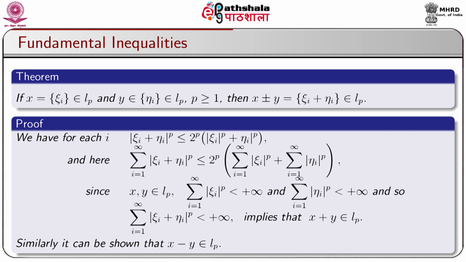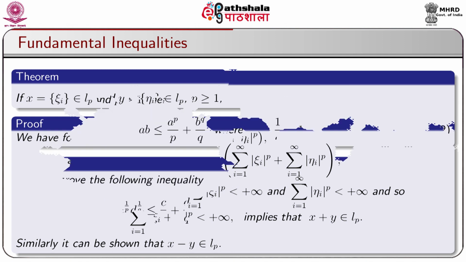Since x and y belong to small l^p, the sum from i = 1 to infinity of |ξ_i|^p is strictly less than plus infinity, and the sum from i = 1 to infinity of |η_i|^p is less than plus infinity. And so the sum from i = 1 to infinity of |ξ_i + η_i|^p is less than infinity, which implies that x + y belongs to small l^p. Similarly, it can be shown that x - y belongs to small l^p.